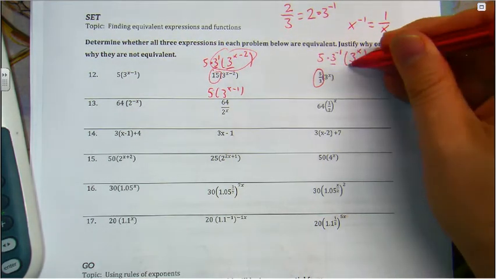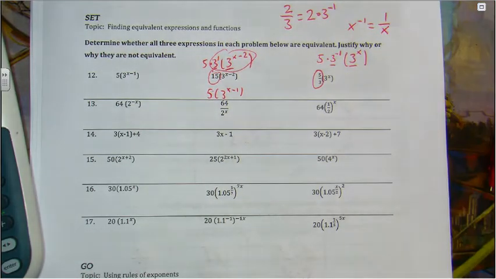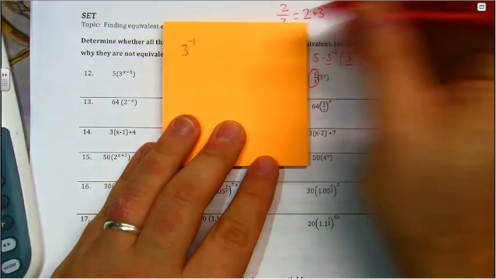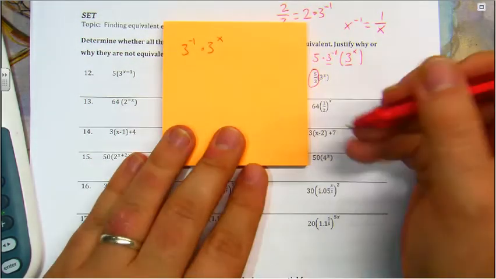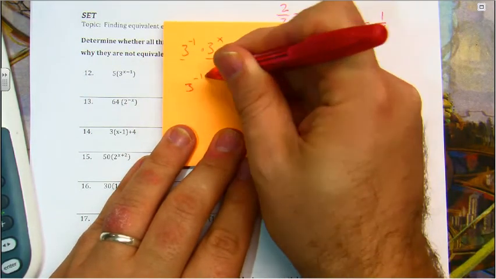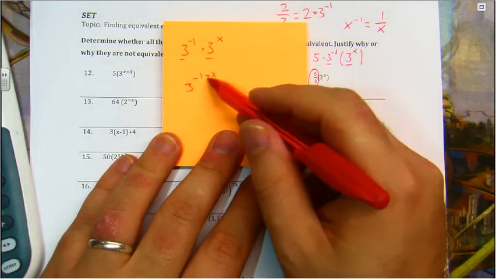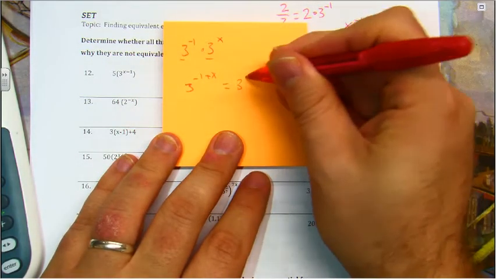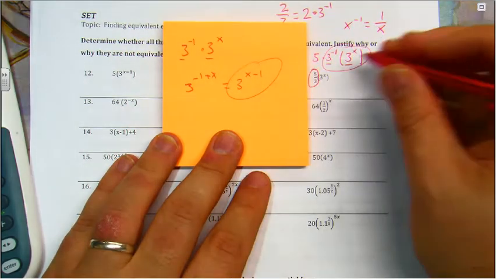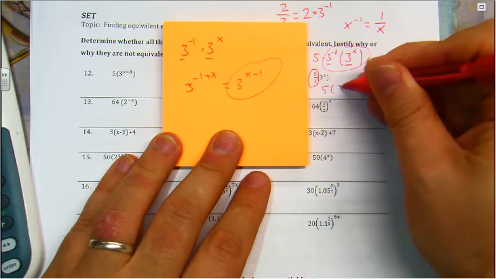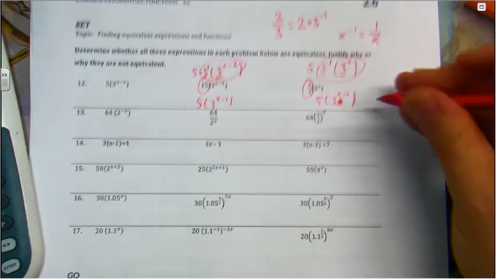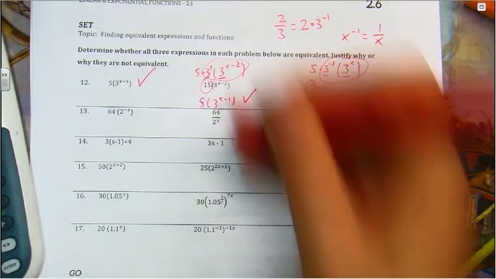Well, now that I have the same base, we get to go back to those rules. And remember, when we have the same base multiplied by each other, we add the exponents. So this becomes the same base, and then negative 1 plus x. Now, if I were to rearrange negative 1 plus x, I have 3 to the x minus 1. So this all becomes 3 to the x minus 1, leaving me with 5 times 3 to the x minus 1. And so sure enough, they are all the same.